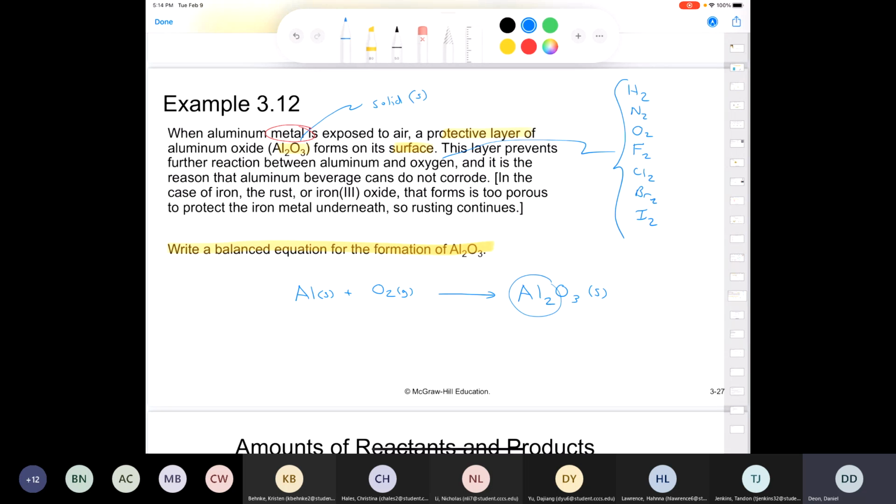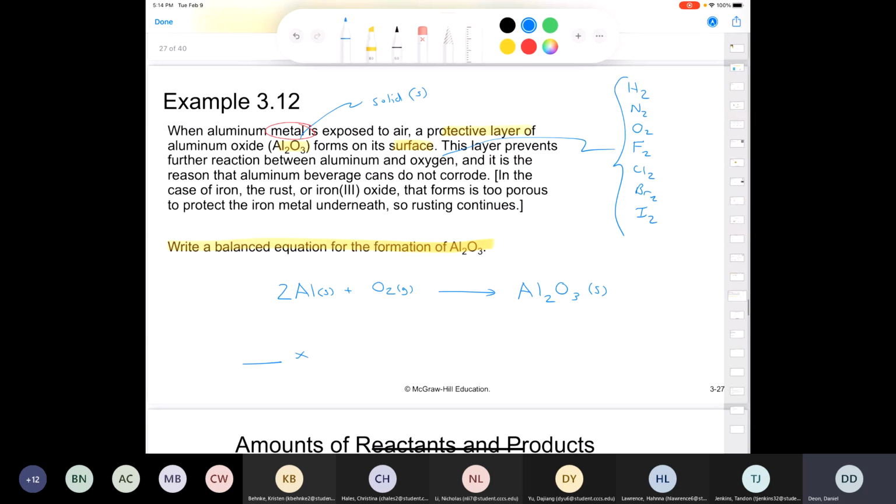Well, if we have 2 aluminums in the product, in aluminum oxide, we're going to put a 2 in front of here. And if we have 3 oxygens in aluminum oxide, but there's O2, who could tell me something times 2 equals 3? What is this something? What times 2 gives you 3? Exactly. It's 1.5. You can either put 1.5 or we'll put it as a fraction. We'll put 3 over 2 like that.